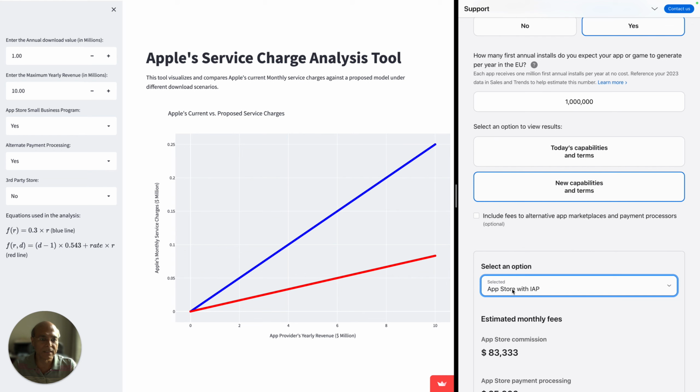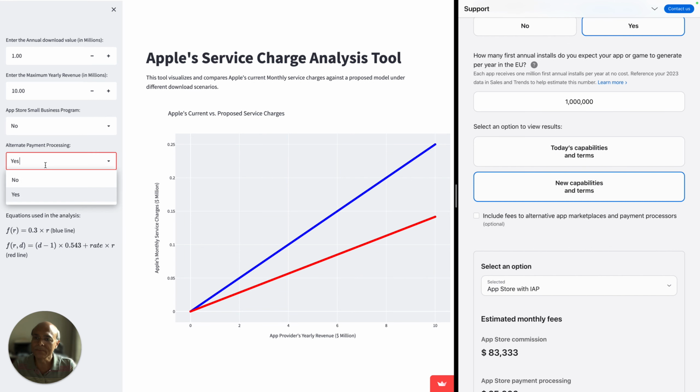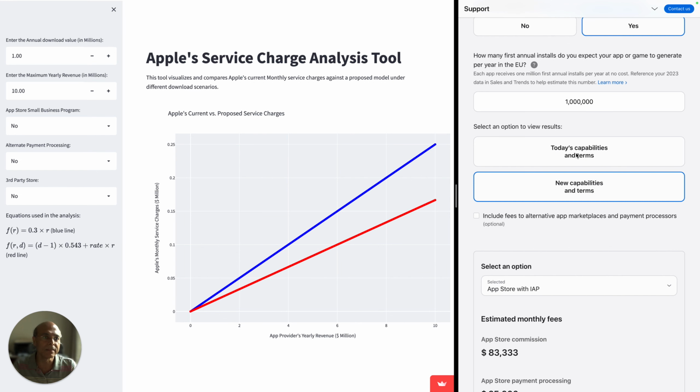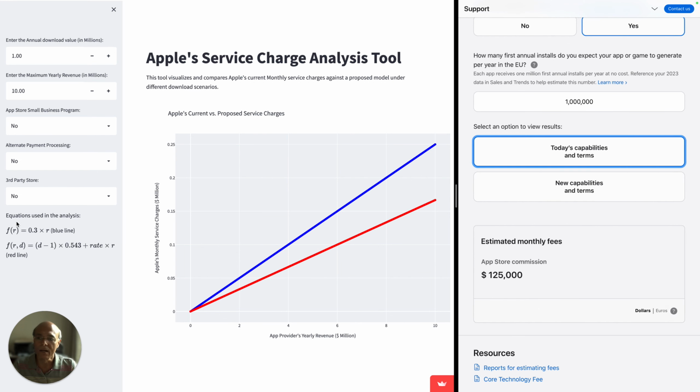Suppose I click everything as no. No here, and here also it is no. I'm going to show you the default thing. Nothing chosen means today's terms and capability, which is this equation: the revenue multiplied by 30%. This is the function, so this is the blue line. You see the blue line is a 30% fee ratio, and you get a 30% fee ratio depending upon what you choose.